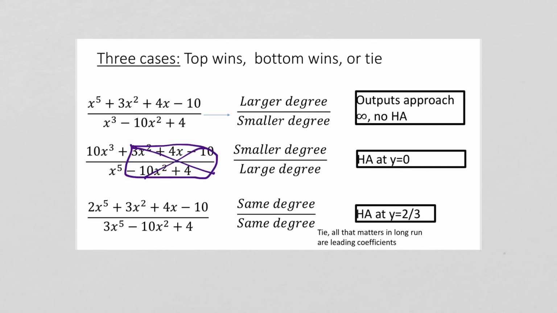Again, cancel these. They don't matter at infinity. They're too small to matter, right? And then we're just left with x to the fifth over x to the fifth. Those cancel, and we're just left with 2/3, whatever these two numbers are.